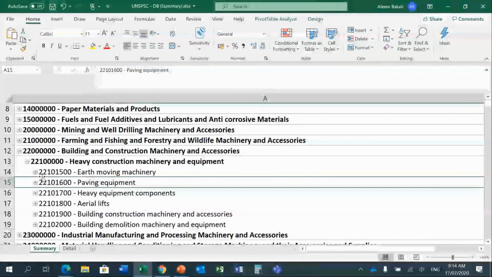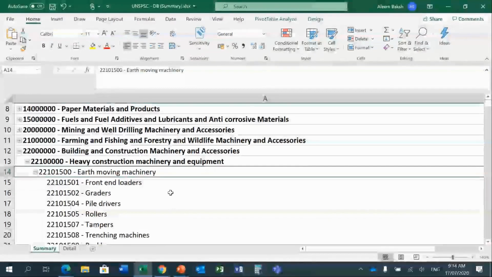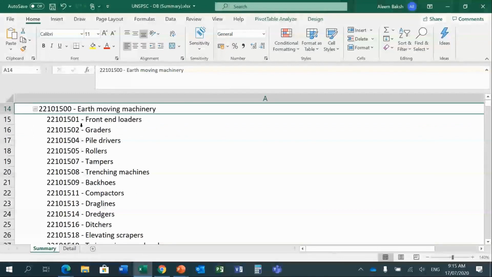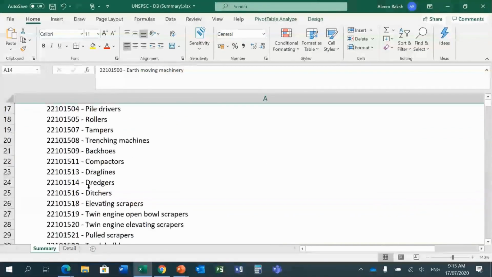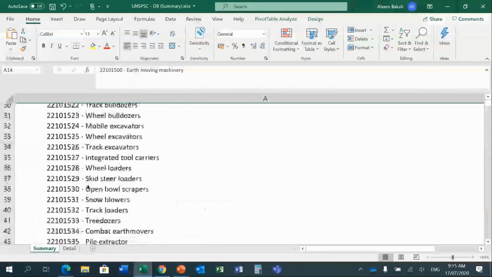It always begins with 22, then the next level above, which is 2210. So you notice that there is a consistent level. And after that, we now drill down into earth-moving machinery. We have the exact commodity codes here. So under earth-moving machinery, you'll notice the same codes, 22, 10, 15 for all of them. And then there is a sequential number increasing from 1 all the way up to 40.